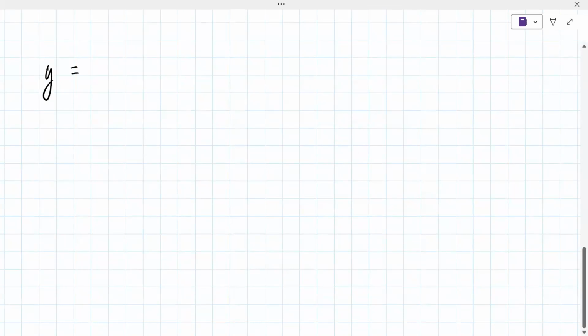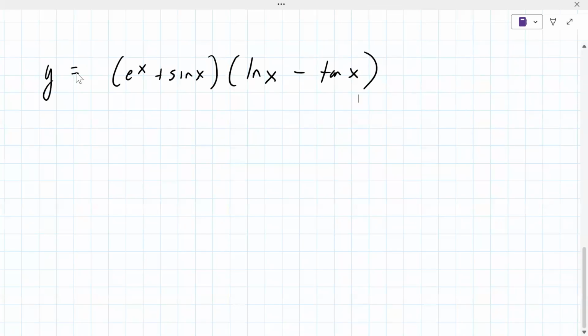Let's say it's something like (e to the x plus sine x) times (natural log of x minus tangent x). Do you know all of your trig derivatives? Yeah. Okay. Now, one of the things I'm going to do here for you, because this becomes really helpful the more math classes you take.